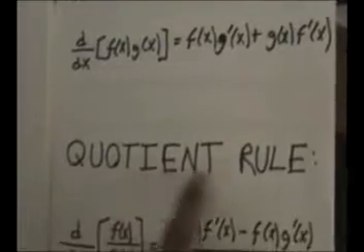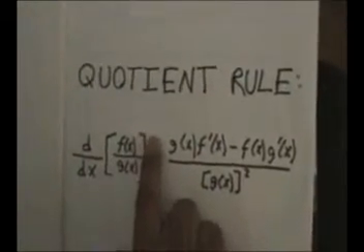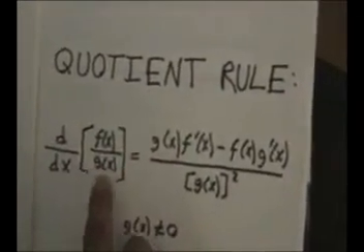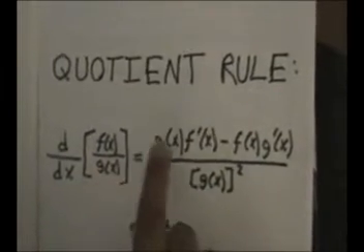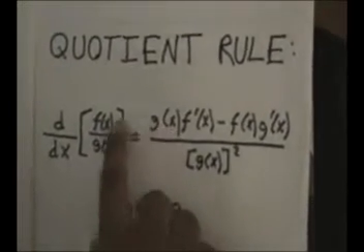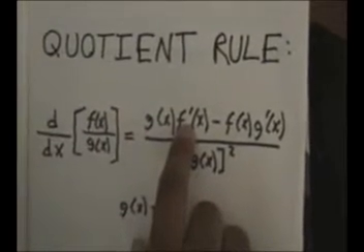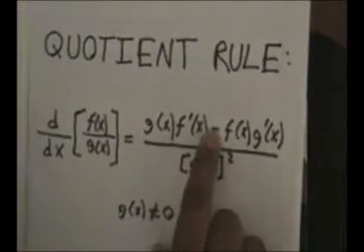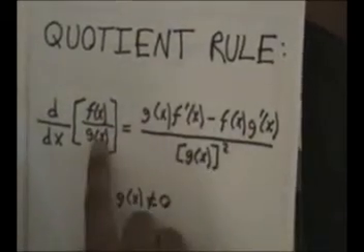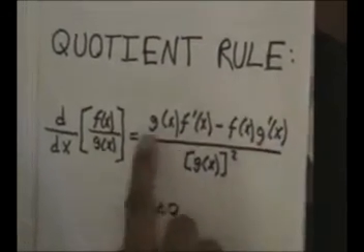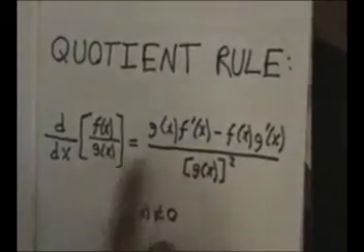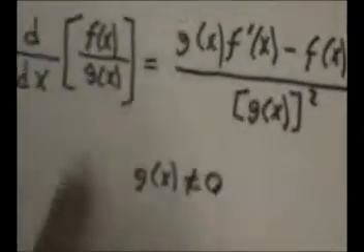Next, the quotient rule is used to take the derivative of a function f of x, which is being divided by a function g of x. This is done by taking the bottom function g of x and multiplying the quantity by the derivative of the top function f of x. Then subtract the top function f of x multiplied by the derivative of the bottom function g of x. Then take this difference and divide by the bottom function g of x squared. But make sure that g of x does not equal 0.